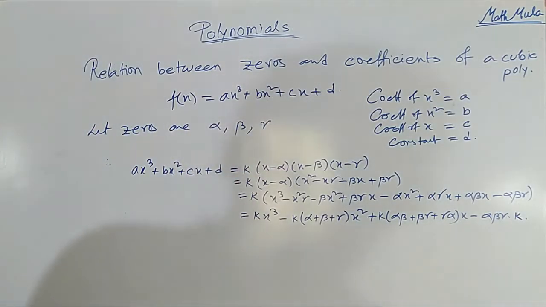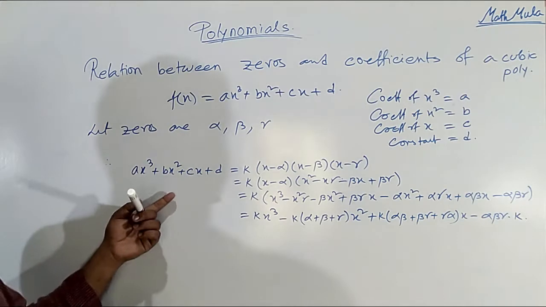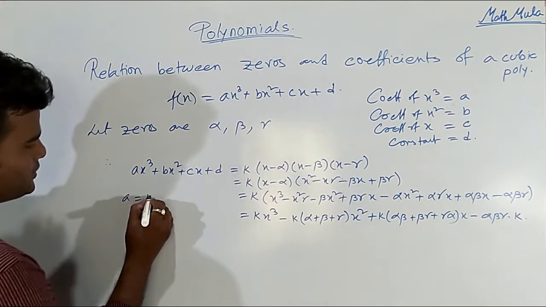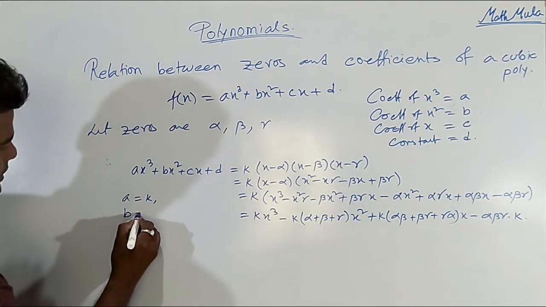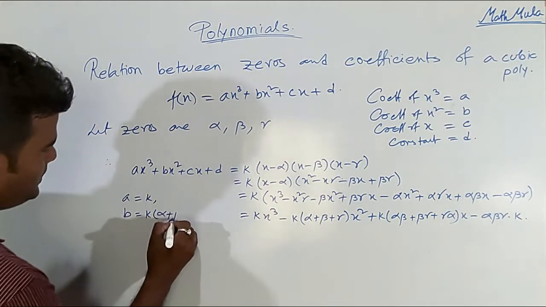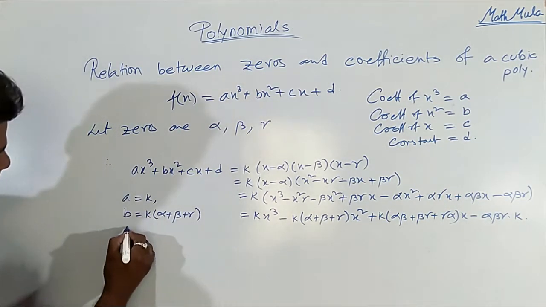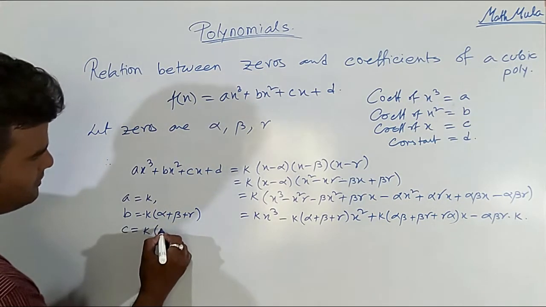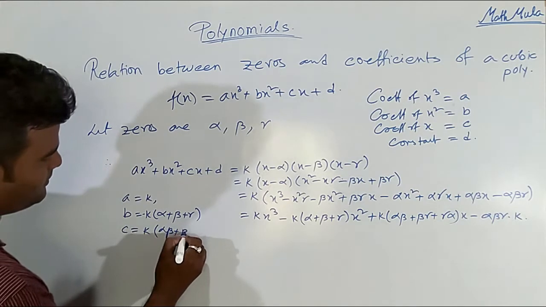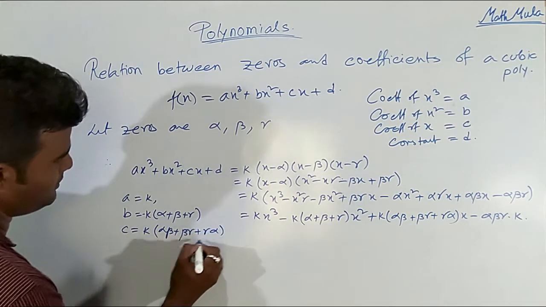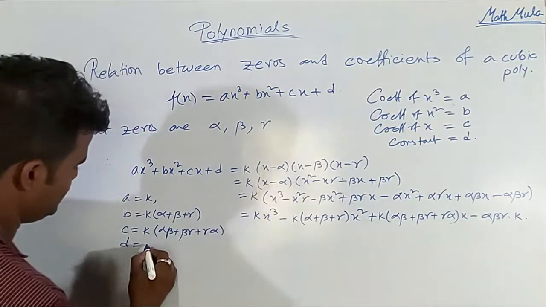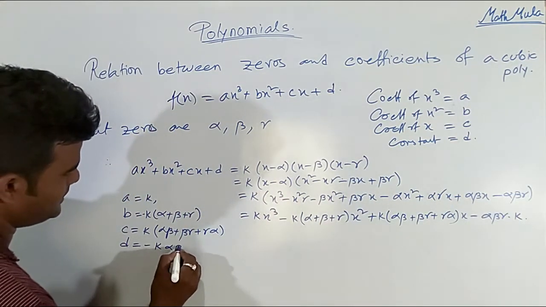Now comparing the coefficients of x cube, x square, x and the constant term from both sides, we get a is equal to k, and b equals minus k of alpha plus beta plus gamma, and c equals k of alpha beta plus beta gamma plus gamma alpha, and d, from the last, equals minus k alpha beta gamma.